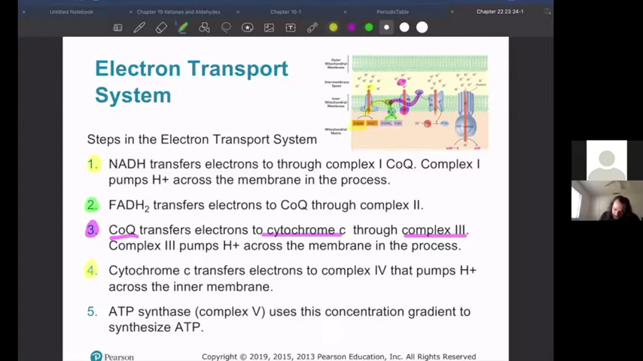The next step is another transfer step where cytochrome C transfers to complex 4, and that also pumps protons across that membrane. We get even more protons pumped across the membrane. And then the last step is complex 5, which we call ATP synthase, allows those protons to flow back, utilizes the energy of that concentration gradient, and in the process harnesses that energy to synthesize ATP, right? So ATP synthase uses the concentration gradient to synthesize ATP.